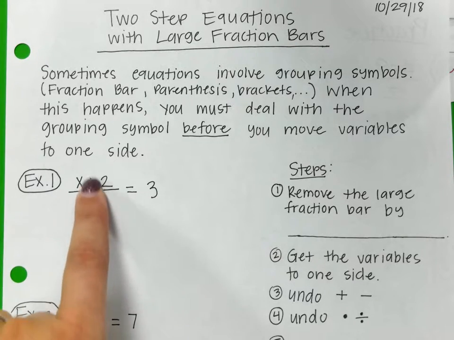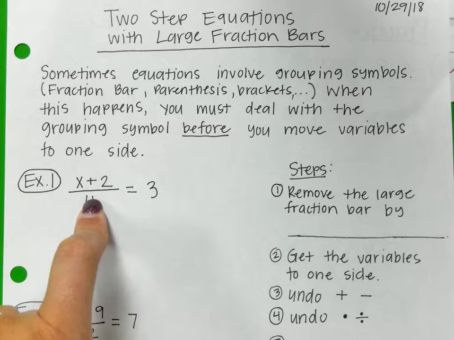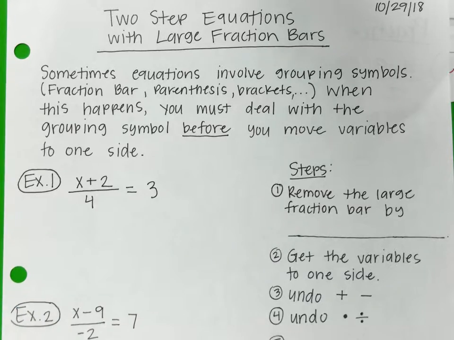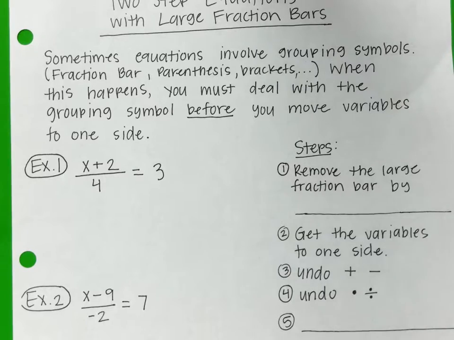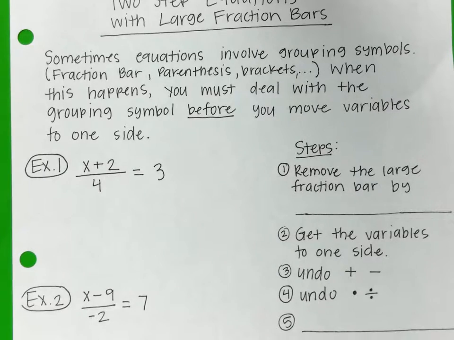Whenever you have something like this with a large fraction bar or a grouping symbol, you have to take care of that first before you do anything else, like move your variables and your constants to opposite sides of that equal sign. So let's look at this first example. We've got x plus 2 over 4 equals 3. We are going to solve this, and we're going to write down every step that we're doing. So we're going to fill in these blanks to the right.